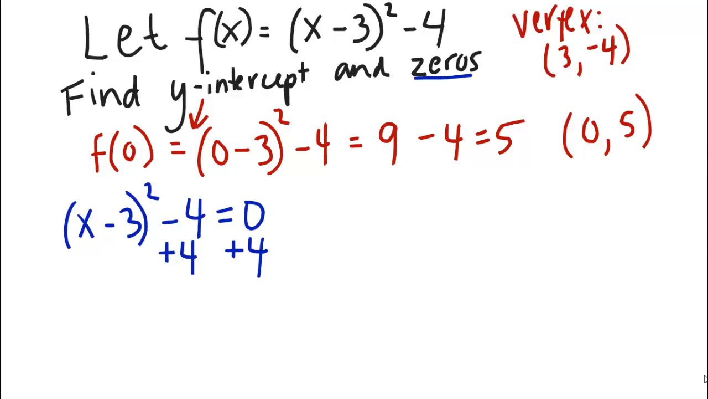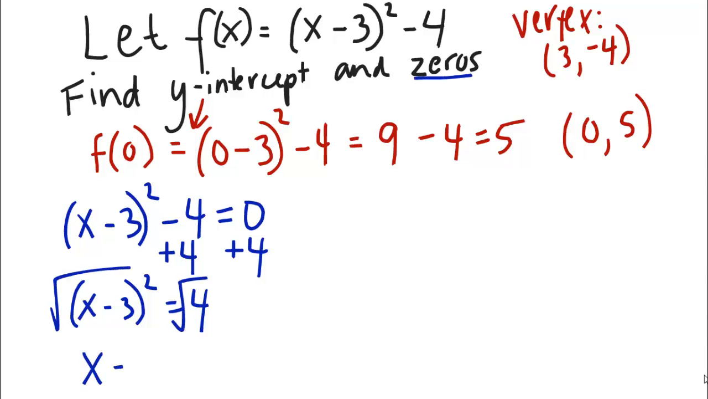Think about undoing all the things that happen to x. We can add 4 to each side. We have (x minus 3) squared equals 4. Then we can square root both sides, sort of undoing the squared. And we get x minus 3 equals 2 or -2. A number squared equals 4. That would mean that that original number could have been two things, +2 or -2.